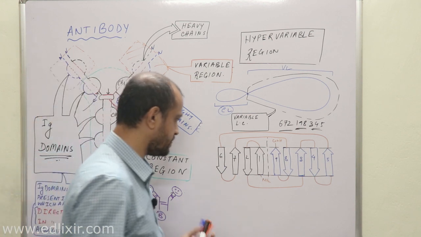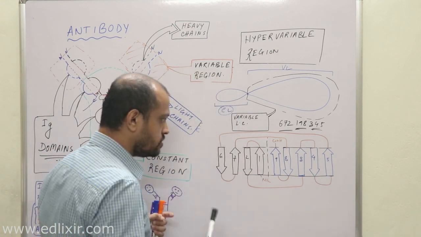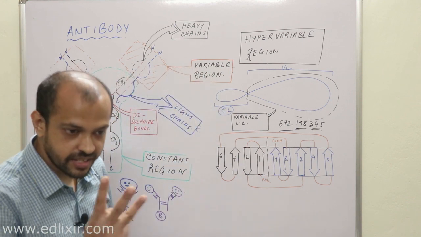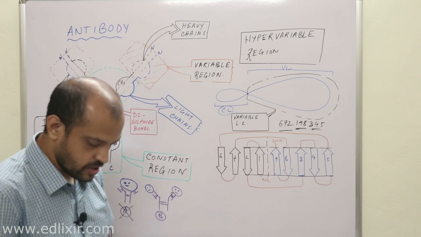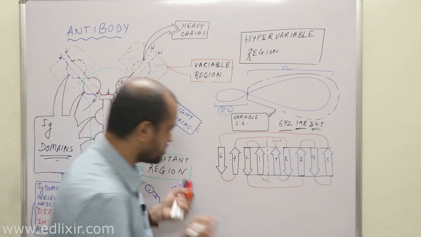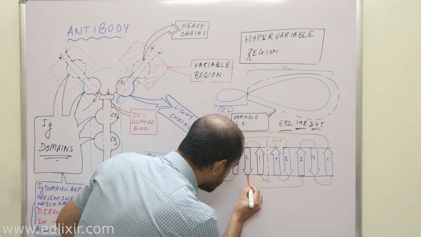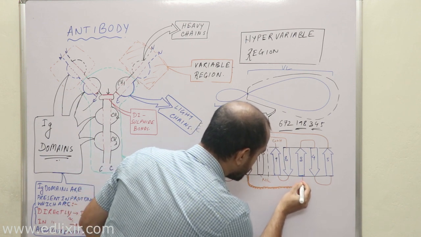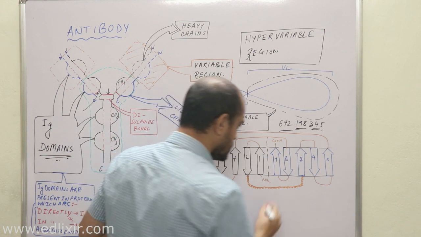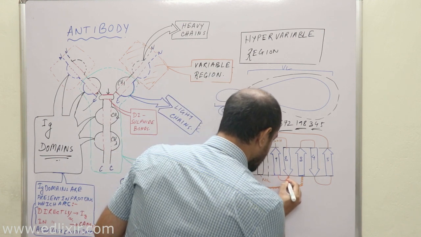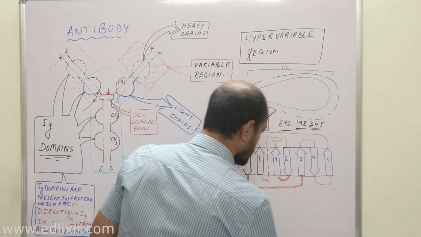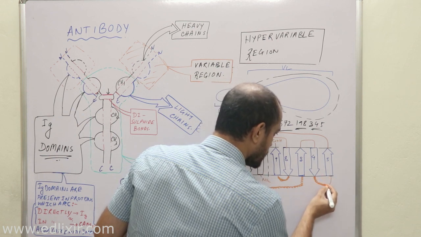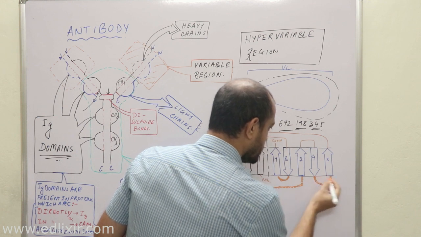Now listen with all your attention. You know what are complementarity determining regions? Now listen, there are 3 complementarity determining regions, right? You have already drawn that. You know what are these? This is one of the complementarity determining regions. This is one of the complementarity determining regions, okay? This is another complementarity determining region, and this is another complementarity determining region.